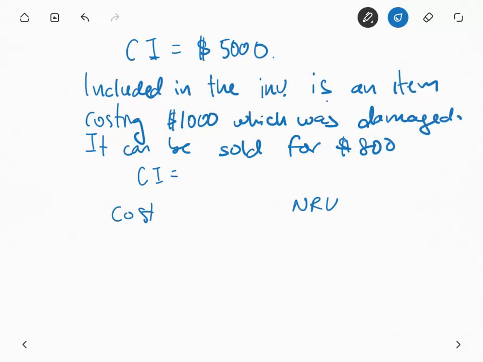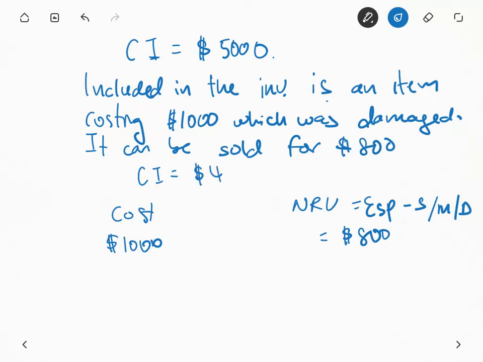My cost of the damaged item is 1,000. What is the net realizable value? It is your estimated selling price minus. What's my cost? NRV. So what is my closing inventory? 800, wrong. 200, wrong. 4,800. My closing inventory is 4,800. Understand?